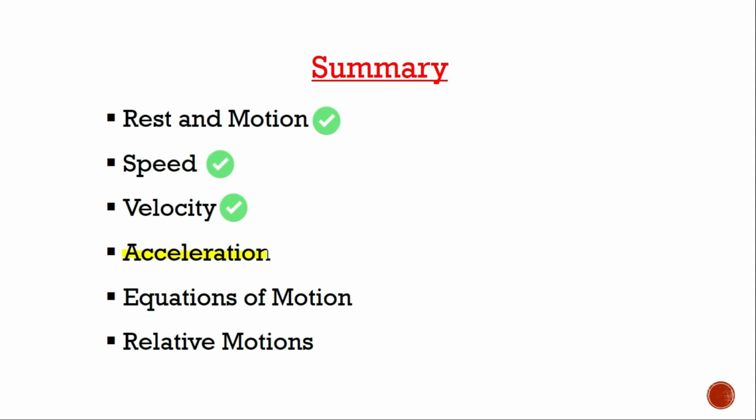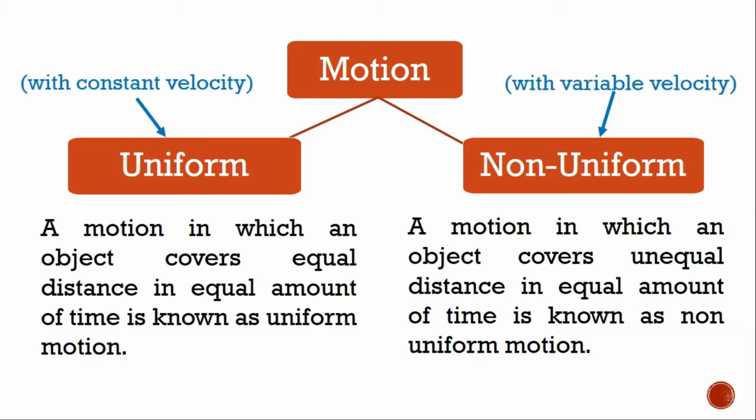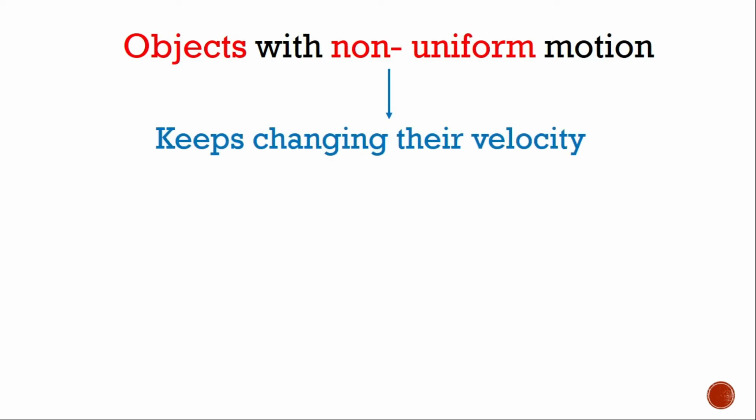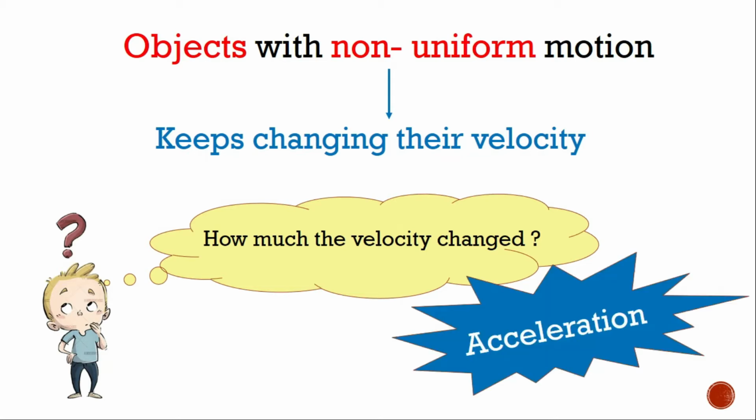If you remember, while discussing uniform and non-uniform motion, I said to you that most of the objects in our world, except for the celestial bodies, possess non-uniform motion, which means that they move with variable or non-constant speed or velocity. Basically, all these moving objects keep changing their velocity from time to time. Now if the velocity is changing, we might want to know by how much the velocity changed with the passing time. And this concept of measuring the changing velocity with time is what is known as acceleration.